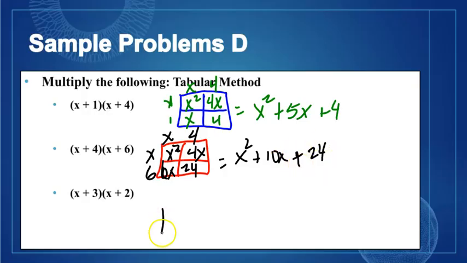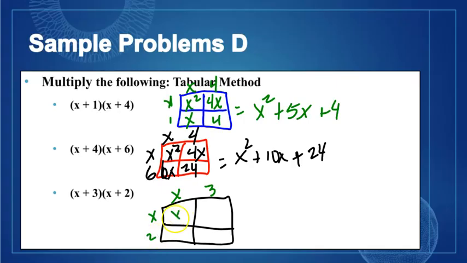And then our last one here, we draw our box. And we put our dimensions in, so x plus 3, and this is x plus 2. Find the area. This would be x squared. x times 3 is 3x. x times 2 is 2x, and 3 times 2 is 6. So putting that together gives us x squared plus 5x plus 6.